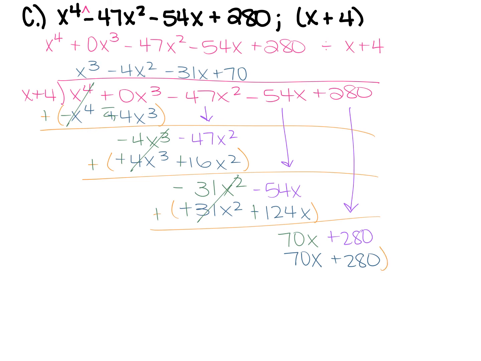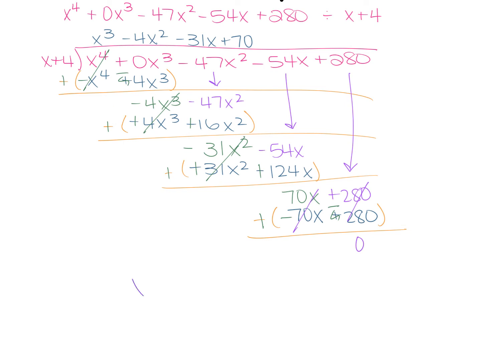And you're doing the subtraction of this. So distribute that sign. Your 70x's cancel, your 280's cancel, so you have a remainder of 0. So your answer is just x cubed minus 4x squared minus 31x plus 70.